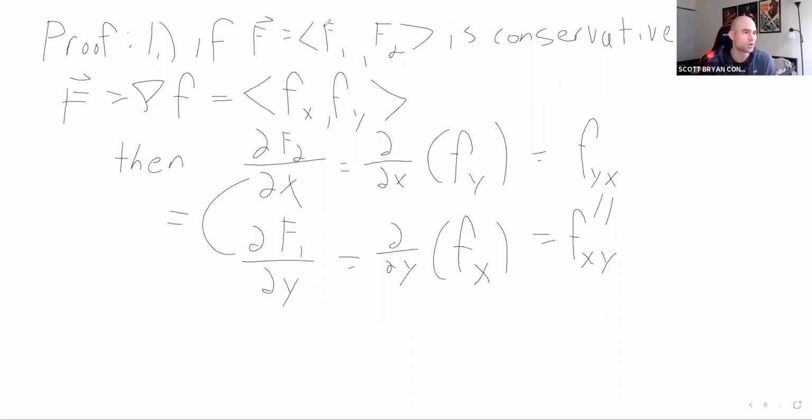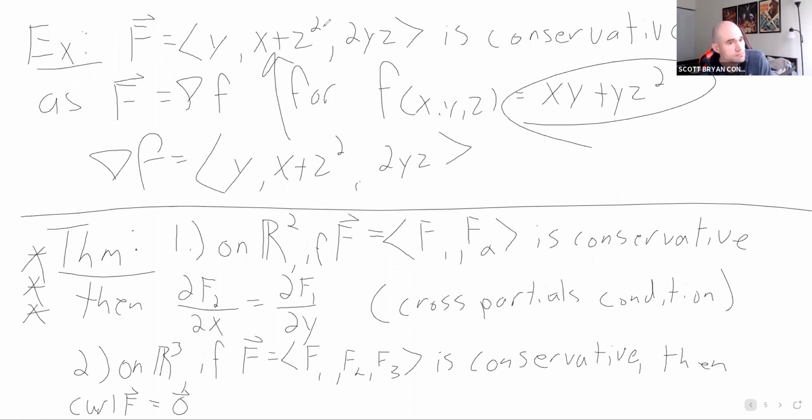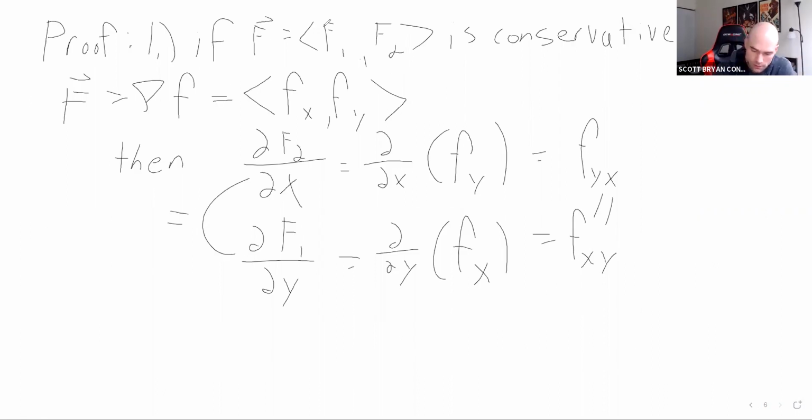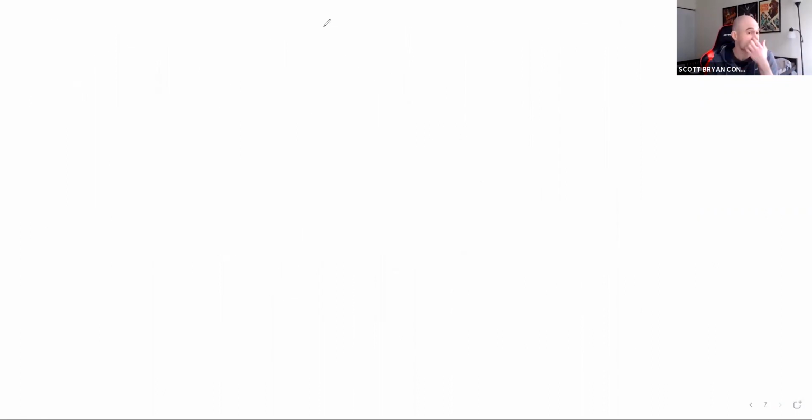So that's why that cross partials condition is satisfied. Okay. So we looked at this guy earlier, y, x plus z squared, 2yz. So let's verify. We said it's conservative. So that means when we take the curl, it needs to be 0. Let's verify that that's the case.